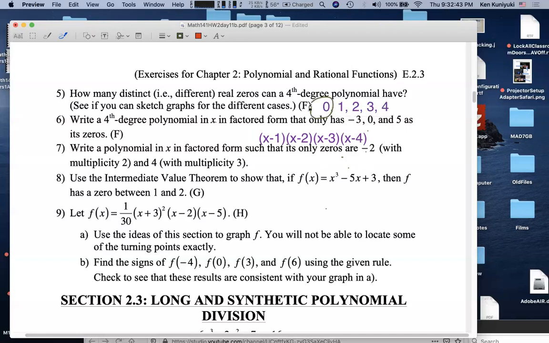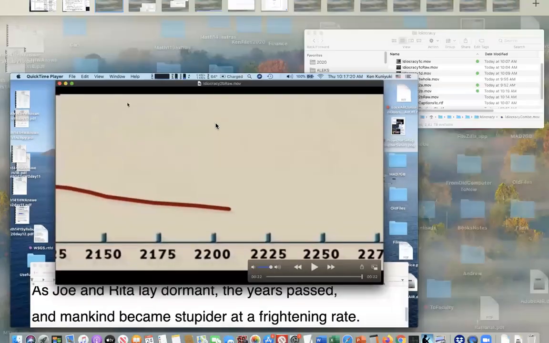No real zeros. How about x to the fourth, what? I want a fourth degree polynomial such that when you graph y equals this, there are no x-intercepts. Y equals x to the fourth, what? Plus 1. Or plus 2, or plus 3, or plus pi, right?